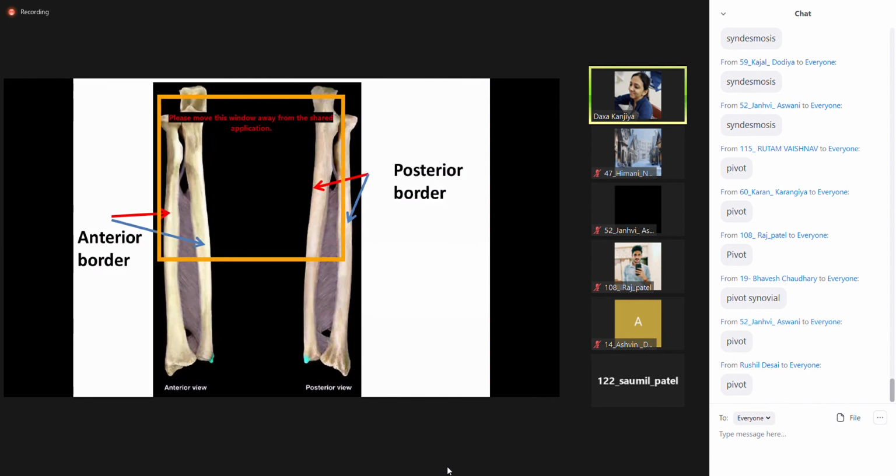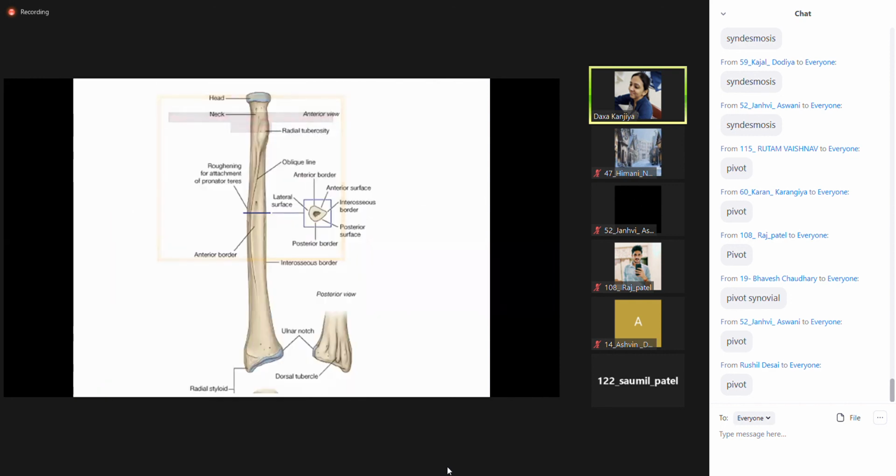Then the borders of the radius and ulna, both have an anterior border, posterior border, and interosseous border. Right? And there lie surfaces between the borders.